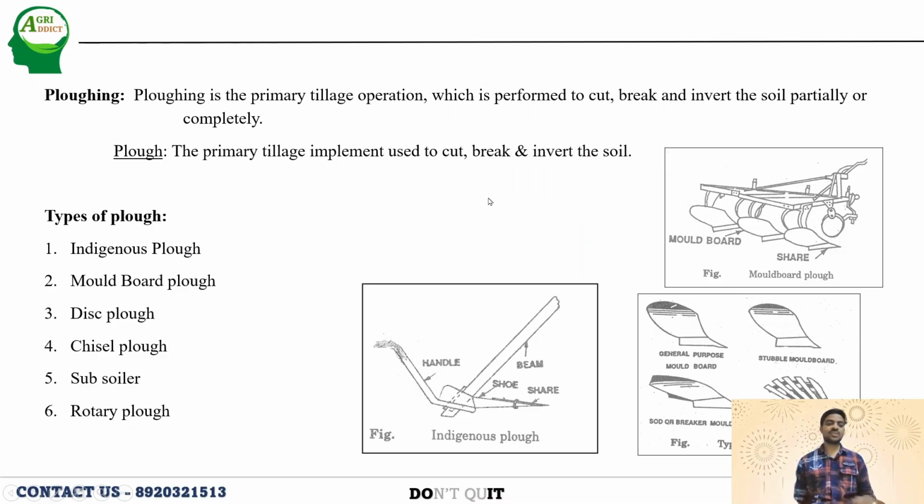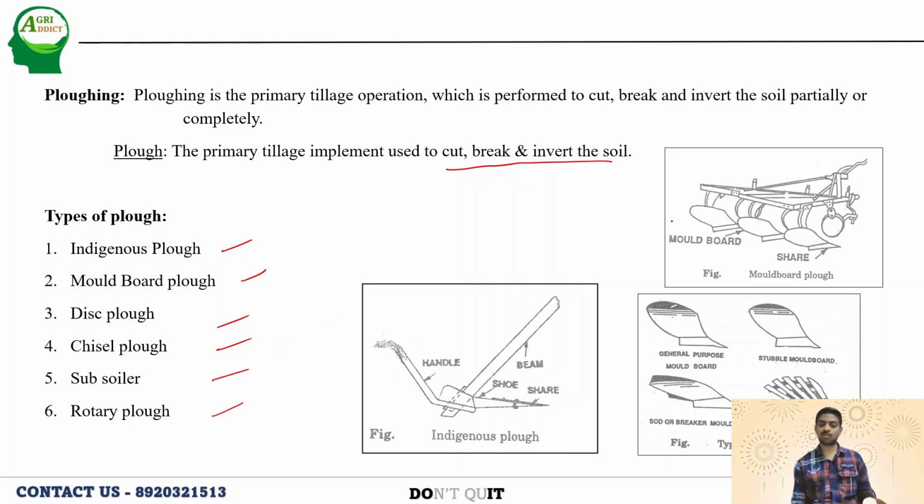And next, now talking about the tillage implements. Primarily, we are talking about the plow. It is a very simple tillage implement which is used to cut, break, and invert the soil. Even in the plow, we have various types: indigenous plow, MB plow, disc plow, chisel plow, subsoiler, and the rotary plow. We are also studying these in the next slides.